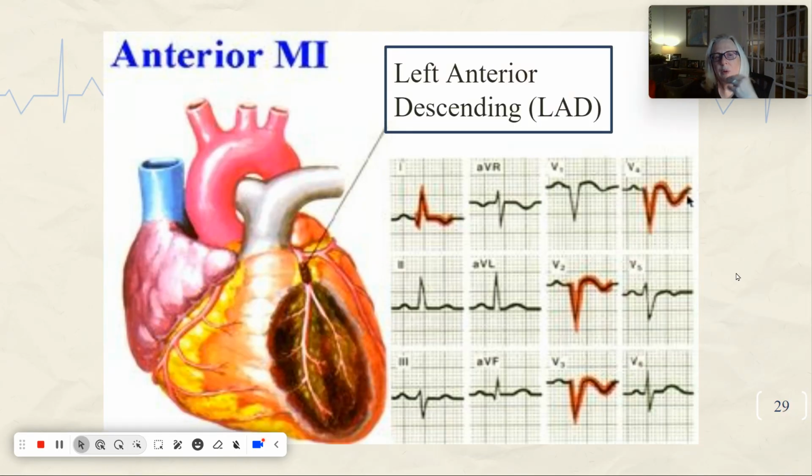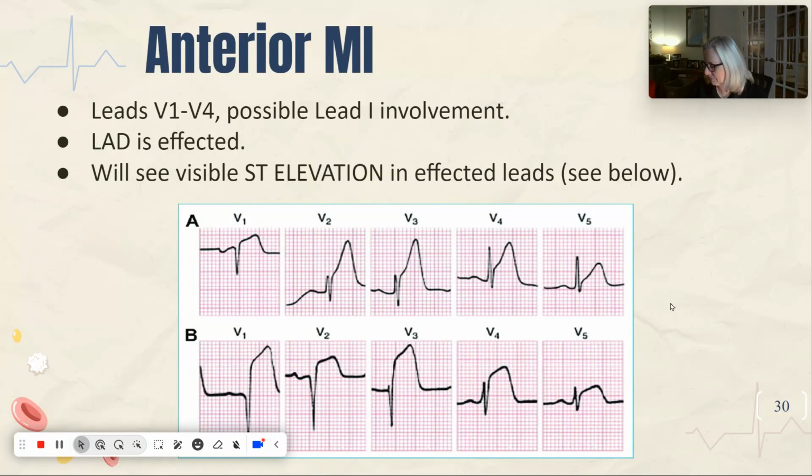All right, so if we have an anterior MI, if we have one in the left anterior descending right here at the front of the heart, that means if we have a blockage right here, notice this is a blockage in the blood vessel, so we're not getting blood flow to the area that's kind of browned out here. So if we're having a blockage right here, we're going to see changes in the anterior region on the EKG. That's V1 through 4. So let's take a look on this next page here.